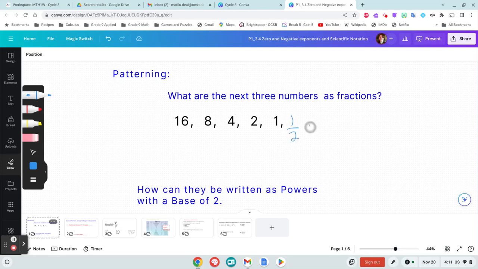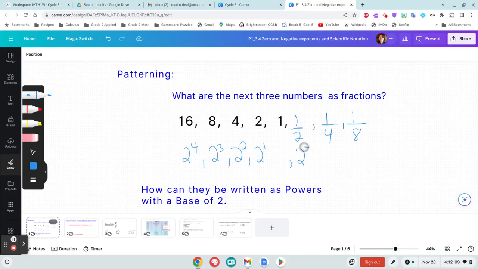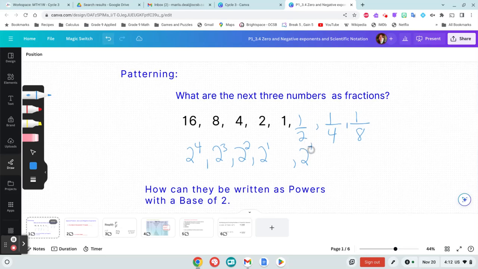So that would be 1/2, 1/4, 1/8, so on and so forth. So if I write this as exponents, this is 2 to the power of 4, 2 to the power of 3, 2 to the power of 2, 2 to the power of 1. I'm going to skip 1 for a second. I'm going to tell you now that this is 2 to the negative 1. This is 2 to the negative 2, and this is going to be 2 to the negative 3.